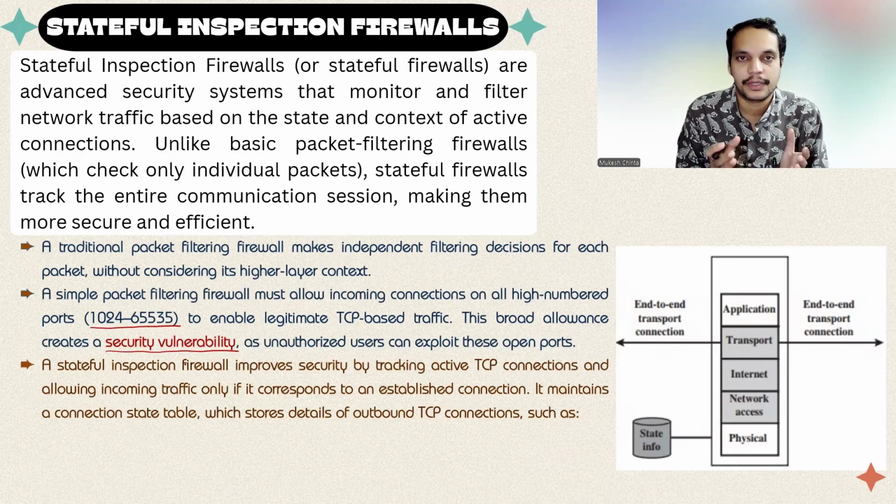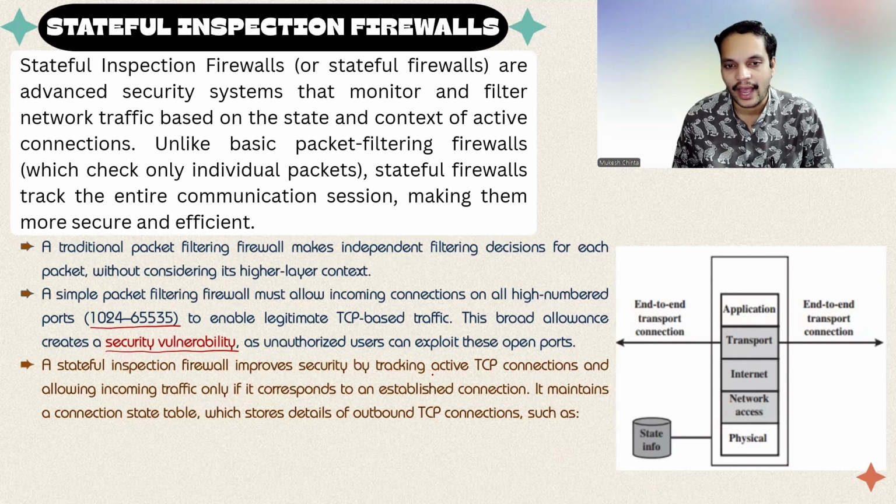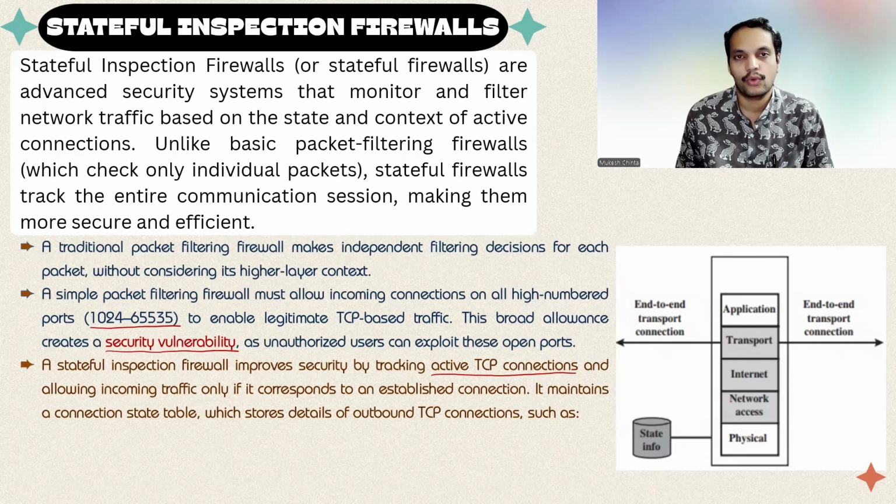What does a stateful inspection firewall do to overcome this limitation present in a packet filtering firewall? A stateful inspection firewall improves security by tracking active TCP connections. If you remember, TCP is connection oriented, and a connection is established before any communication takes place, isn't it? So it tracks active TCP connections and allows incoming traffic only if it corresponds to an established connection. Only if a connection has been established will this firewall keep track of it and allow the packets that belong to such established connections.